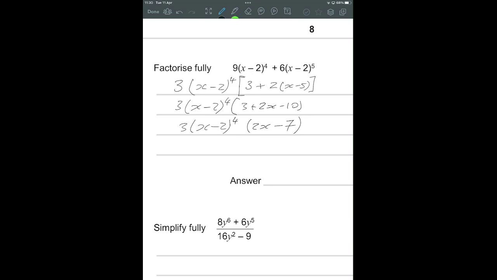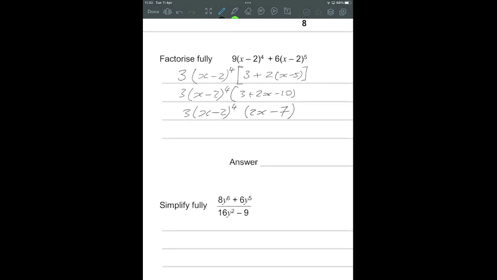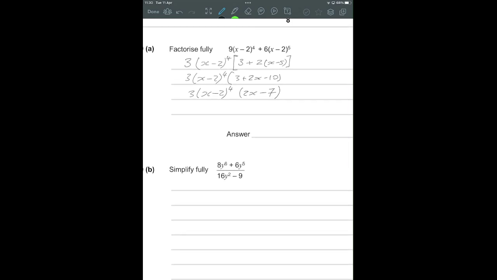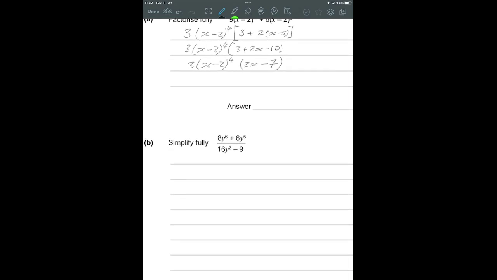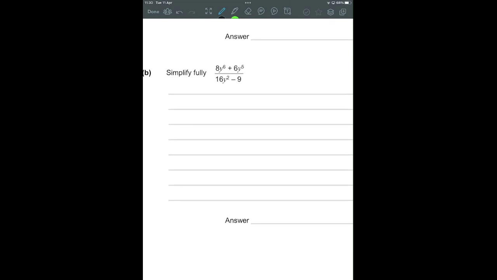There's no common factor in the (x minus 2), there's no common factor in the (2x minus 7), so we are done. Sneaky question, surprisingly simple once you've got the idea that you can actually just factorise out an entire bracket. Part B of the question is another one. It doesn't say factorise, but we see the word simplify, we see a fraction, we know we are factorising.